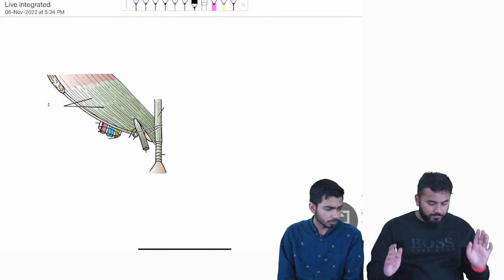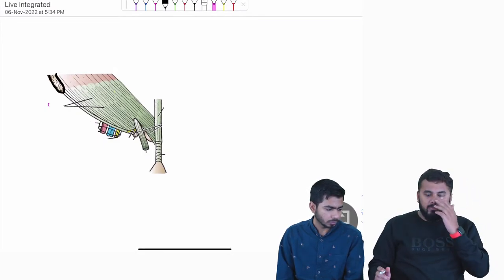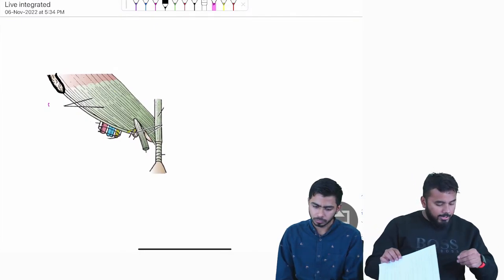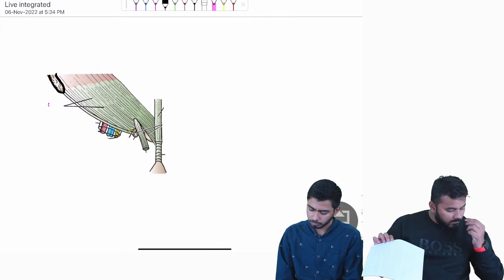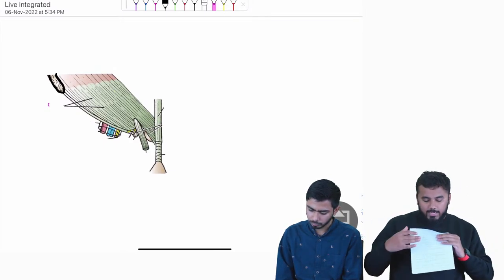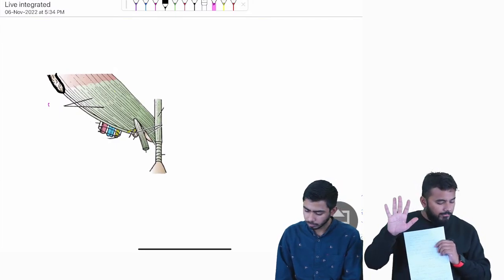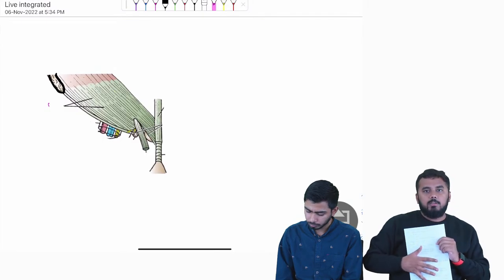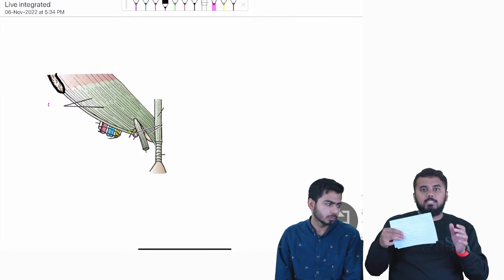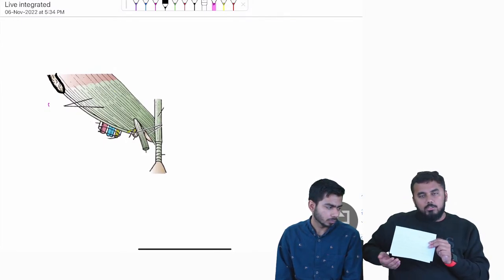Look here. This bone which you can see here is your pubic bone, right? And I have already told you that this is your external oblique muscle. All of you look here. In this external oblique we have got two parts. This is called the upper part. This is called the lower part.